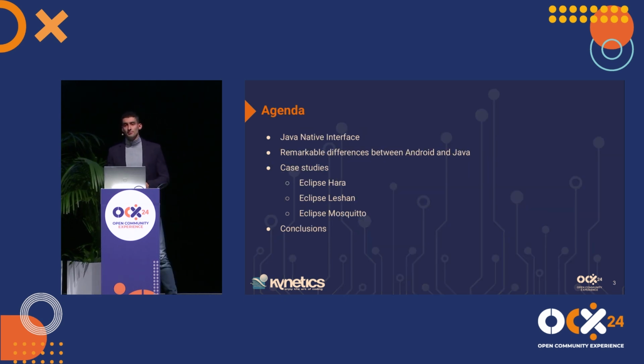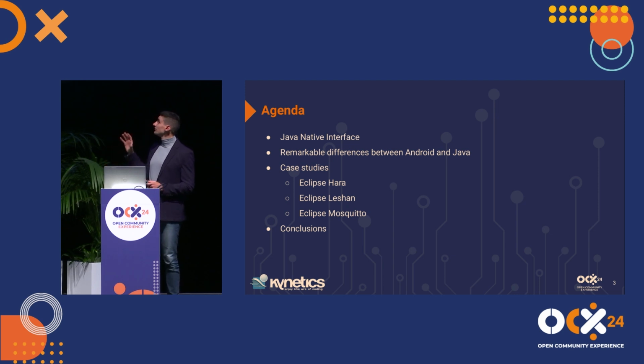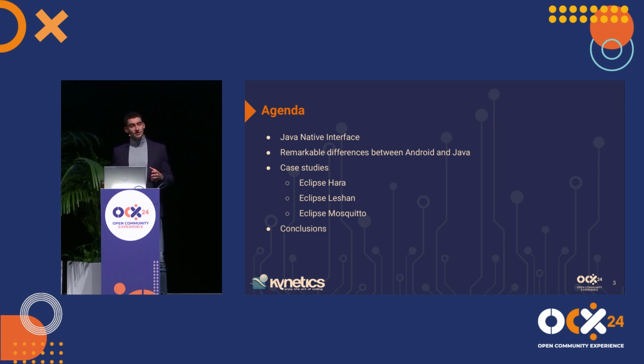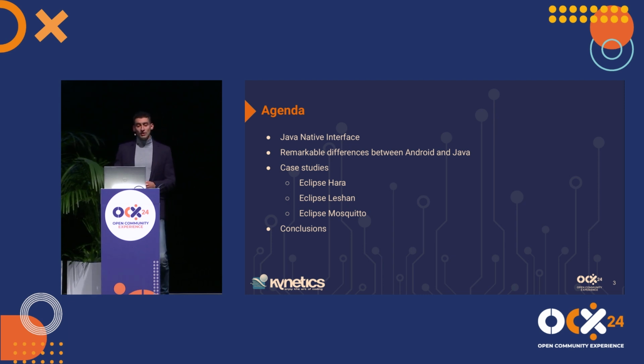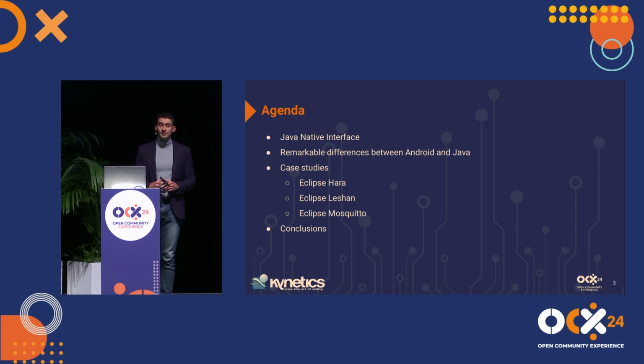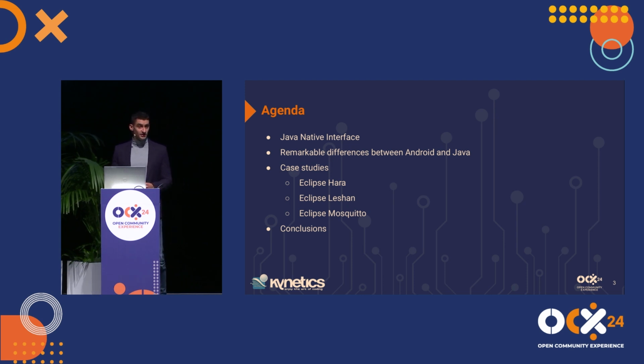So today, we'll first take a look at a few theoretical notions that we'll need to understand the effort of running Eclipse IoT projects on Android. The first one is JNI, and then the second one is a comparison between Android and the JVM from a runtime perspective. Then we'll move to our three case studies, Eclipse Hara, Leshan, and Mosquitto, and we'll see how we managed to run Android clients based on these projects.